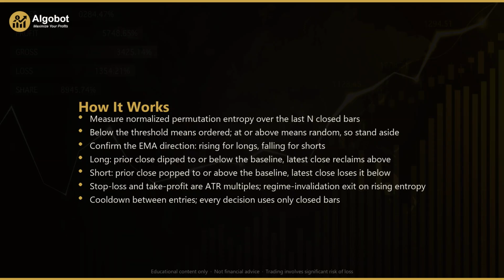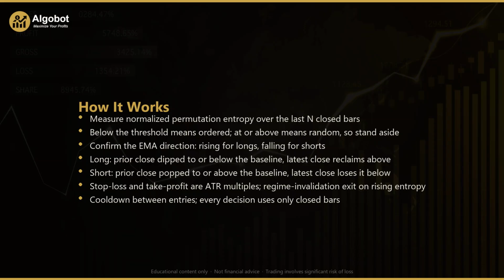The result is compared against a threshold, which defaults to 0.90. If the entropy sits at or above that threshold, the path is considered too random, and the strategy simply stands aside and takes no new trade. Only when the entropy is below the threshold does the market count as ordered enough to act. Next comes the trend check. The strategy reads an exponential moving average with a default period of 30 and compares its current value to its value 1 bar earlier. If the average is rising, only long setups are allowed. If it's falling, only short setups are allowed.